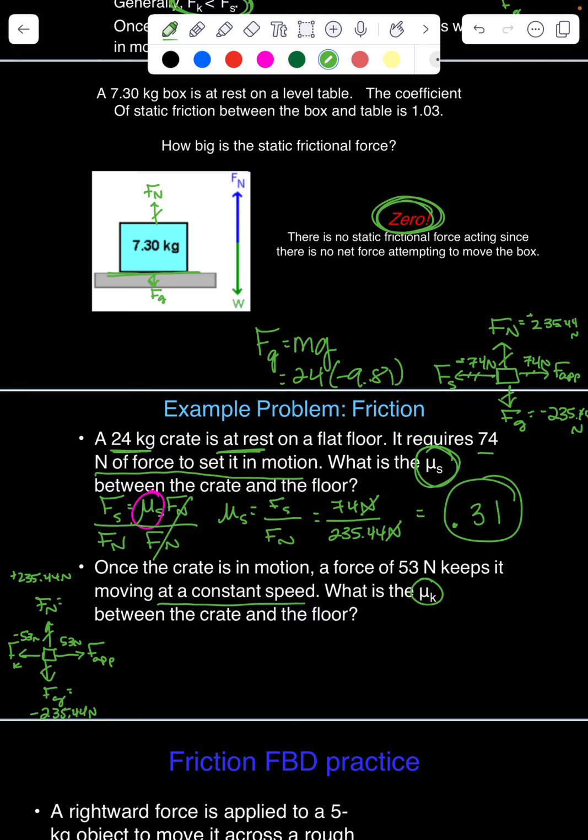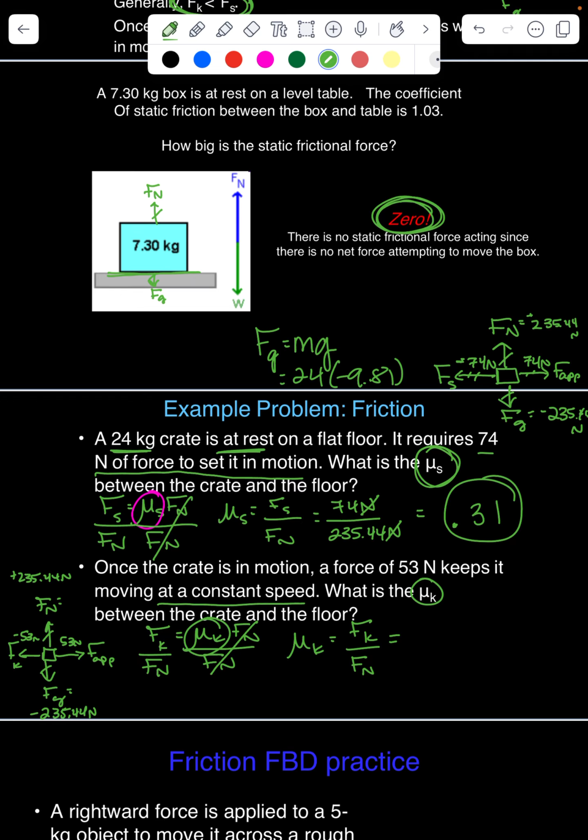All right, so if we're looking for mu sub k, we know that we only have one equation for that. So we know that our kinetic frictional force is equal to the coefficient of kinetic friction times our normal force. So we're solving for our coefficient of kinetic friction. Divide both sides by normal, and we get our kinetic frictional force divided by our normal force.